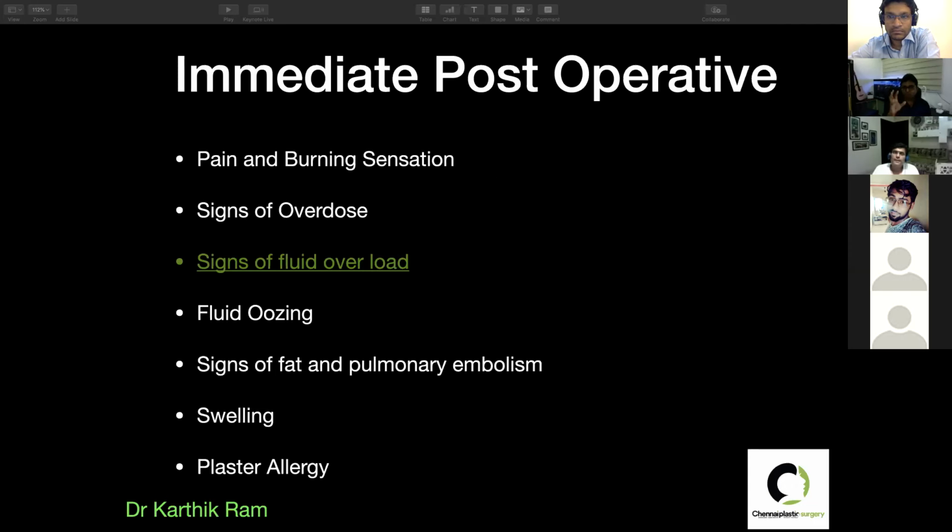And swelling. Some people are allergic to plasters, and even to the garment materials. So we have to understand these issues.